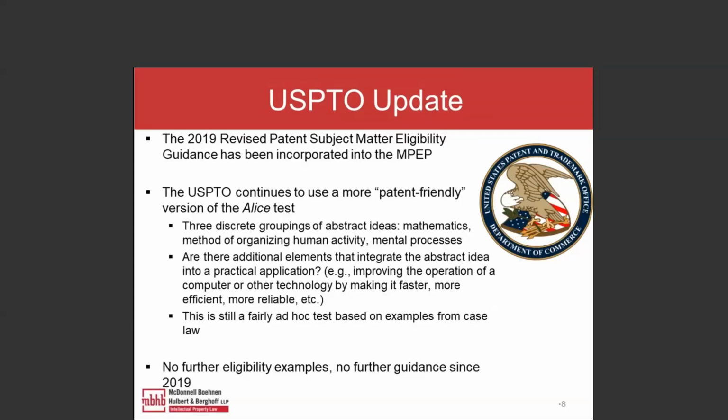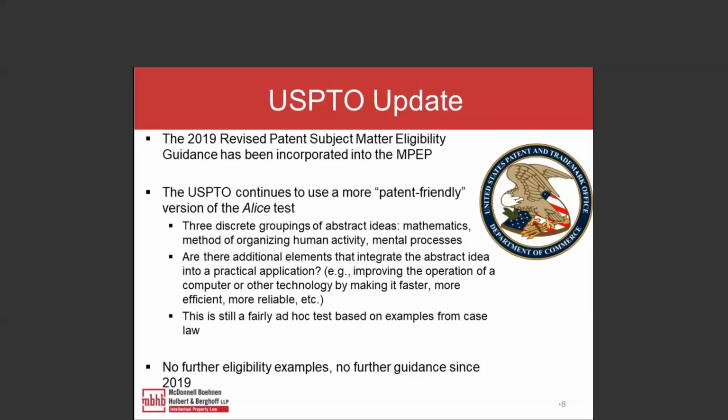It's changed as more and more Federal Circuit cases have come along. And finally, in 2019, the Patent Office said, you know what, as the executive branch of government, we have the right to interpret the Supreme Court law in a way that we think is reasonable. And so they published in early 2019 the revised patent subject matter eligibility guidance, or the PEG. And this was a fairly major departure from how the Patent Office had been examining cases before. And it essentially advised examiners to apply what I would consider to be a more patent-friendly version of the Alice test than what the courts are applying.